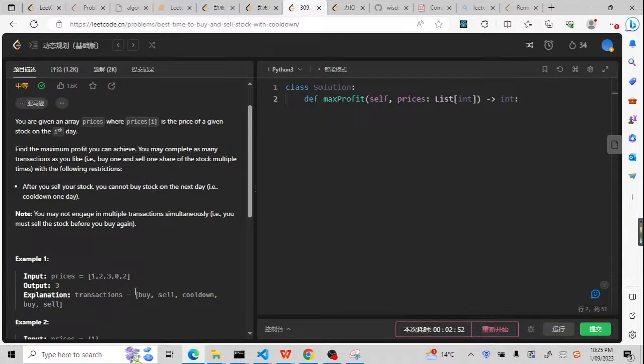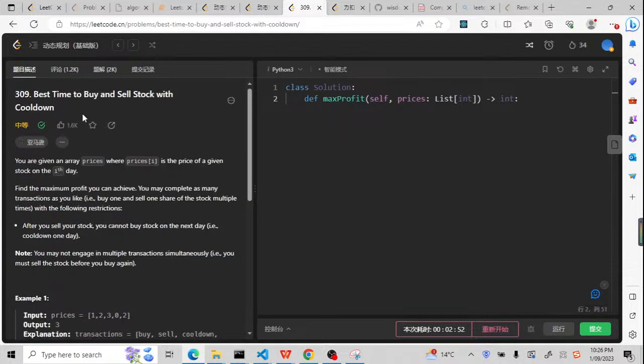So you can buy and sell. You can buy at 1 and sell on the second day. You get a profit of 1. But you cannot buy at 3 because after you sell, you have to wait for 1 day. So this is the cooldown. Now you can buy at 0 and the next day you can sell it and you get a profit of 2. So finally you get a profit of 3 in total.